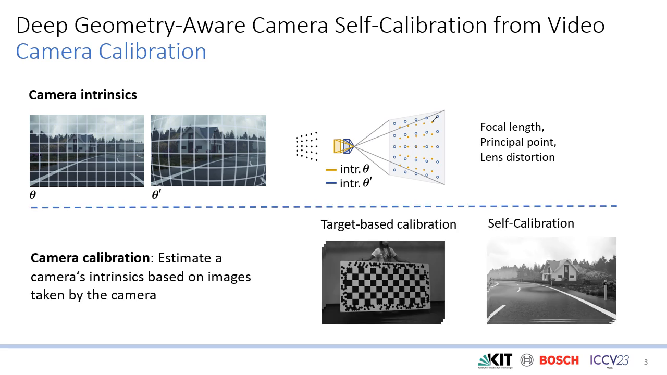In general, camera intrinsics are obtained during calibration, and here one distinguishes between target-based calibration and self-calibration. While target-based calibration can yield highly accurate calibration results, it is quite time-consuming and not always feasible. Self-calibration, on the other hand, can be applied during application, but since it cannot rely on prior knowledge about the environment, it is a much more challenging task.